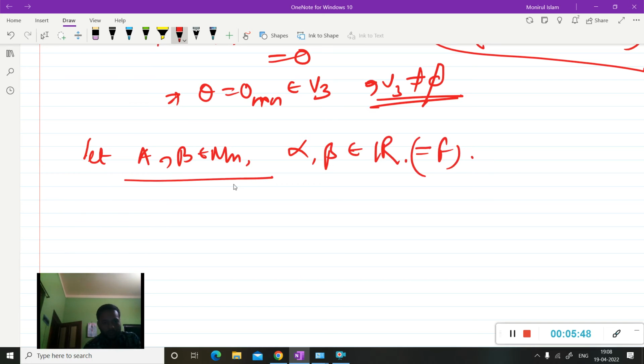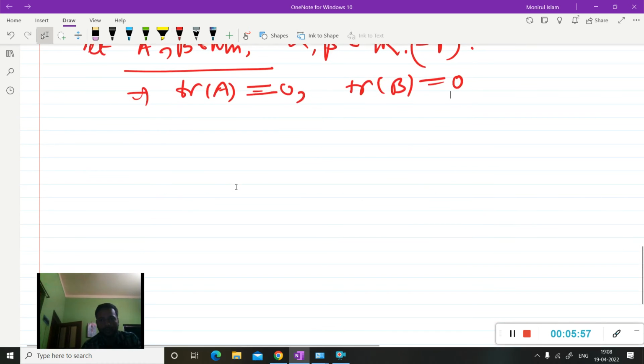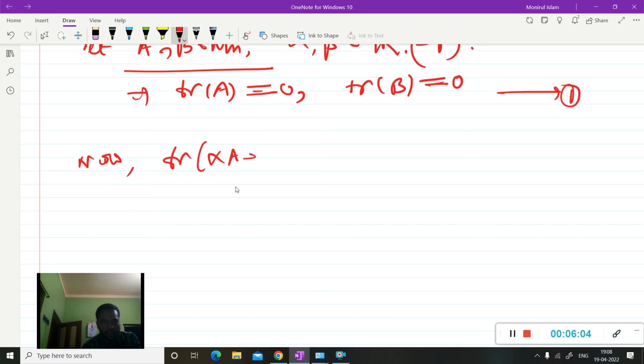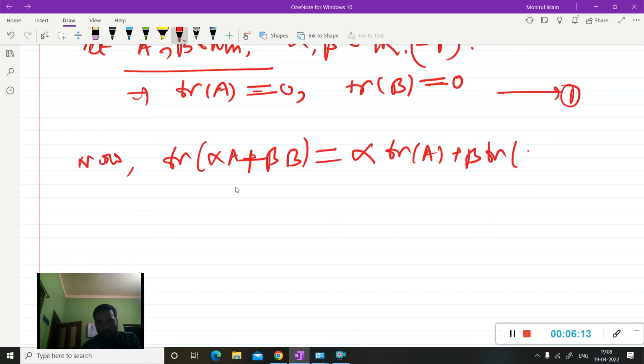Since A belongs to V3, trace A will be 0, and also trace B will be 0. Now calculate trace of alpha A plus beta B. Trace has a very nice property: if you take the trace of a linear sum, it distributes, so it is alpha trace A plus beta trace B. You can prove it easily by taking two general matrices. Alpha trace A is 0 and beta trace B is 0, so this gives 0.